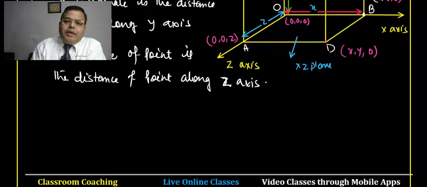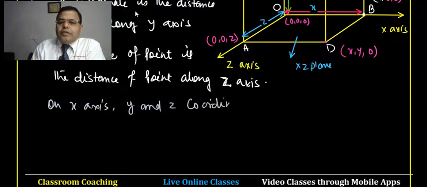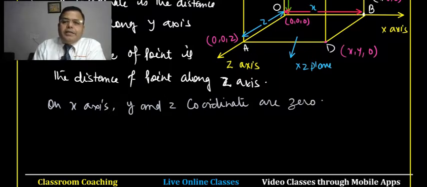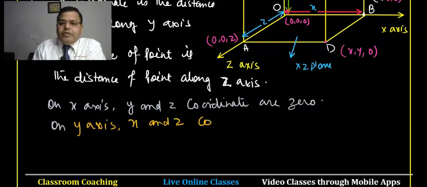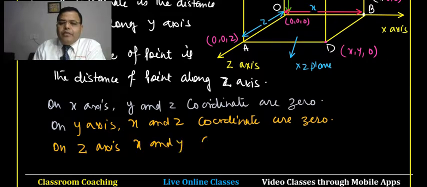You will write here: on the x-axis, the y and z coordinates are 0. On the y-axis, the x and z coordinates are 0. On the z-axis, the x and y coordinates are 0.